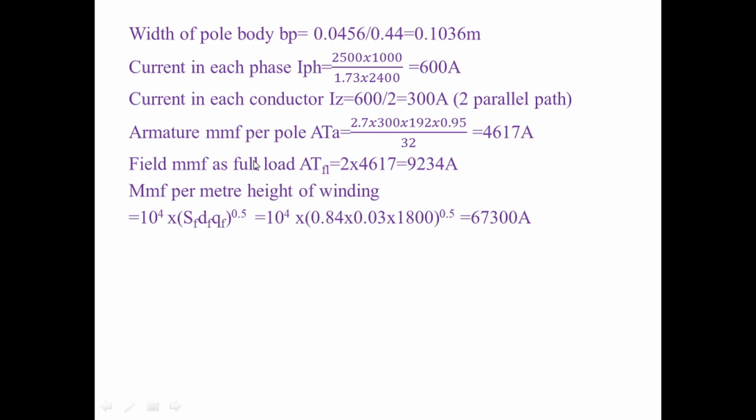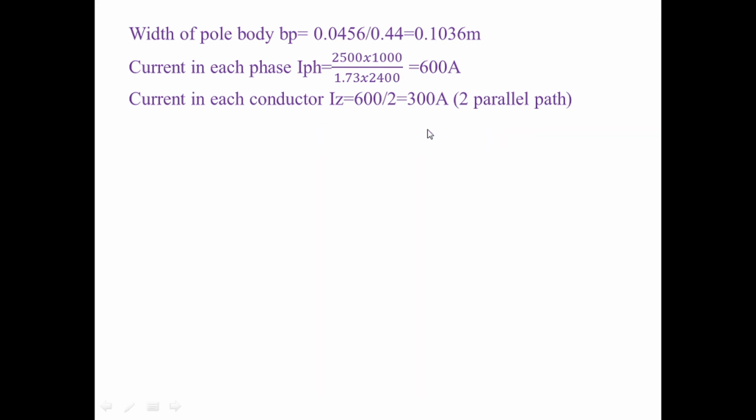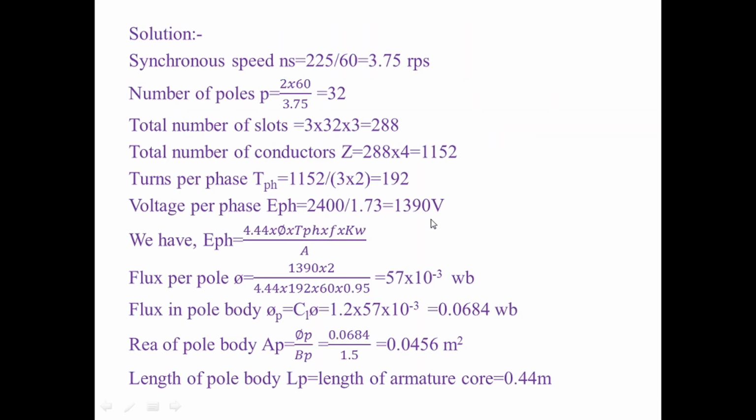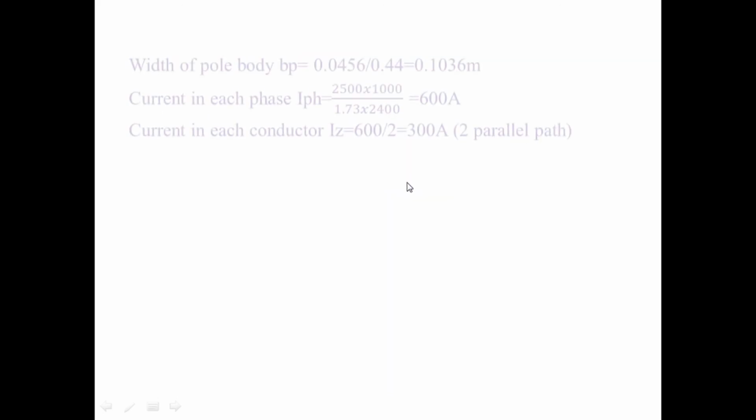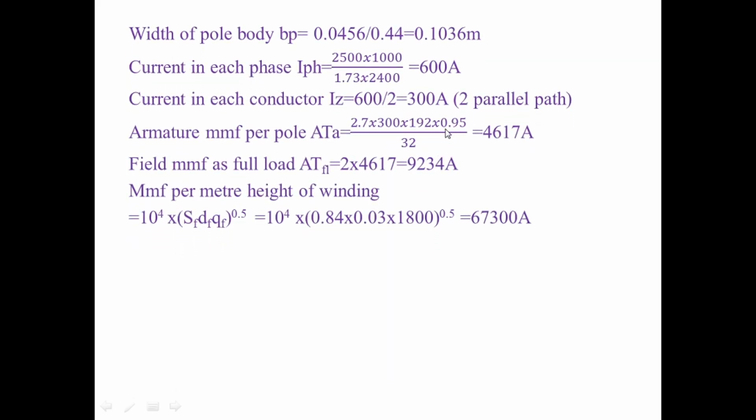Next, you need to calculate the armature MMF per pole. Armature MMF per pole ATA, the equation is given by 2.7 into I phase, here 300 amps because it is current in each conductor, into 192. 192 is the T phase. So T phase into 0.95, that is the kW value, divided by number of poles. So we will be getting 4617 amps as the armature MMF per pole.